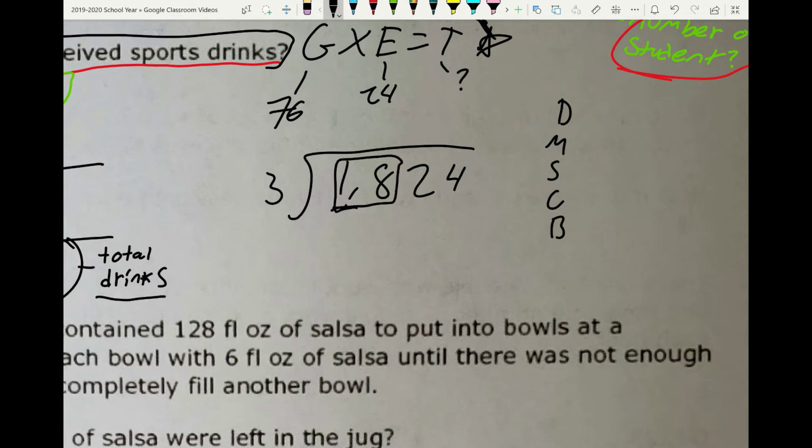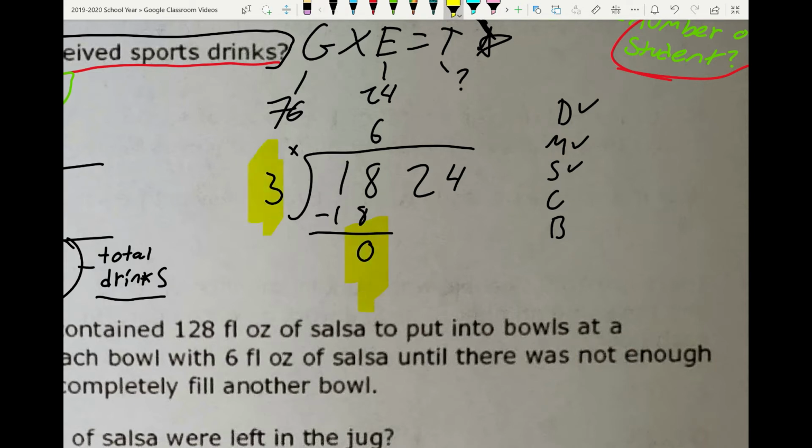Now the next number I have is this. So what's my number? 18. Okay, 18. How many times can 3 go into 18? At least 6 times. Okay, I divided. Good. Now I'm going to multiply. 3 times 6 is what? 18. Okay, good. Now subtract. 18 minus 18, 0. Good. Is my difference smaller than my divisor? Yes, it is. So therefore I did everything correct.